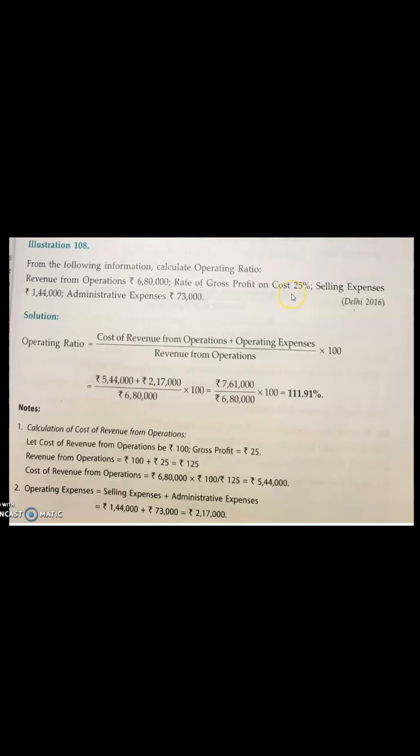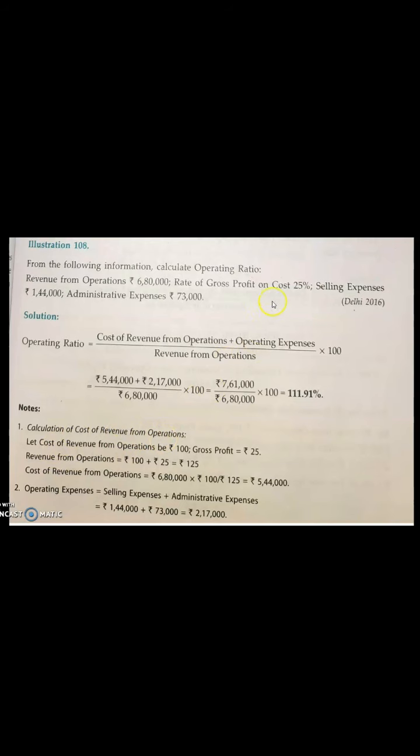If you have looked into the previous problem or last lecture classes, we have done problems of rate of gross profit on cost, that is finding cost of revenue from operation if this additional information is given to you. Okay, so if this information is given to you, you can find out cost of revenue from operation through a working note. So let us move to the working note. Calculation of cost of revenue from operation.